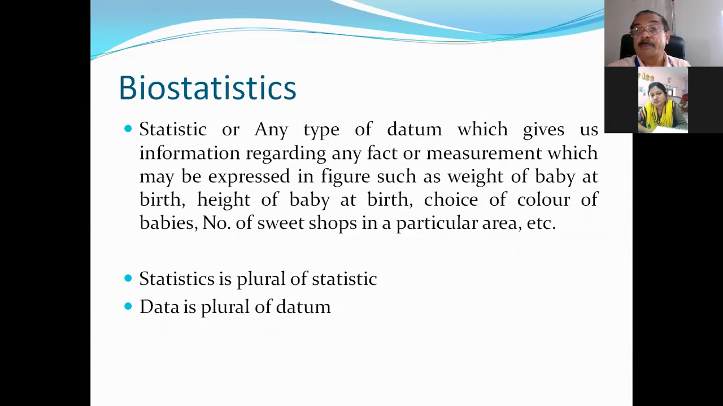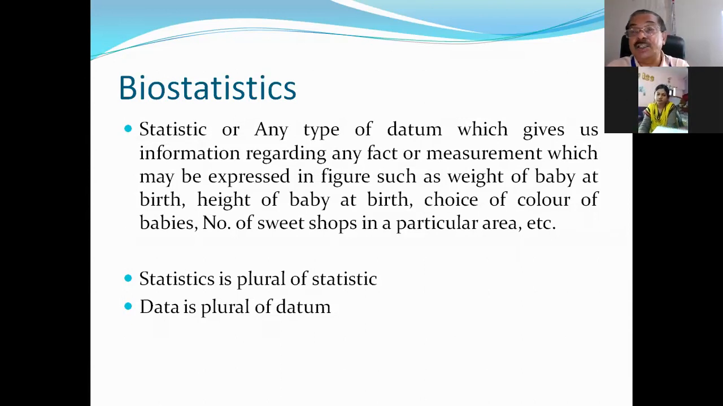Meaning, babies are attracted towards which color more. So these are statistics and biostatistics. Now I have given the number of sweet shops in a particular area. This is wrong data in biostatistics, because the number of sweet shops does not include any life, health, disease, and cure. I put it here so that you understand that biostatistics is especially related to life, health, disease, and cure.